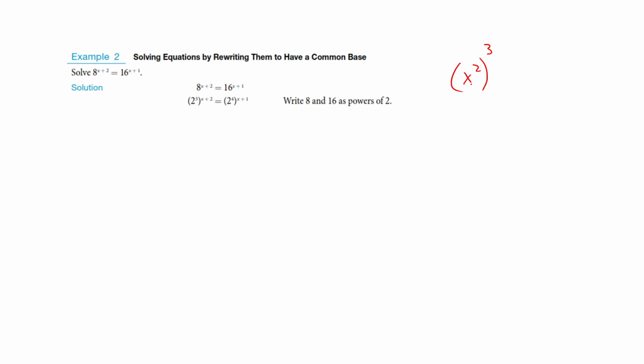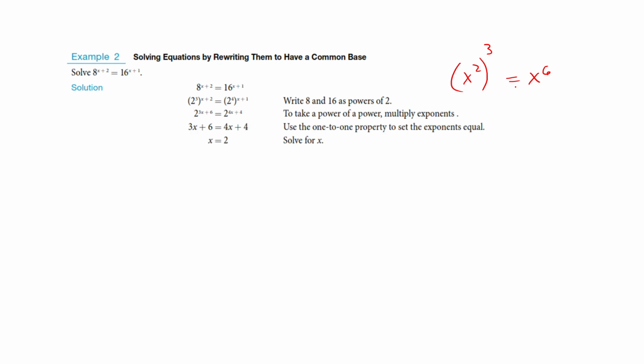If you have a power to a power, do you remember the rule? You would multiply and make this x to the 6th. Okay, so this is a power to a power, so we're going to multiply. But notice it's 3 times x plus 2. So it's going to get distributed and become 3x plus 6. And over here it's going to get distributed and become 4x plus 4. I'm following the exact same rule. Nothing has changed. I'm taking a power to a power. That's all I'm doing.